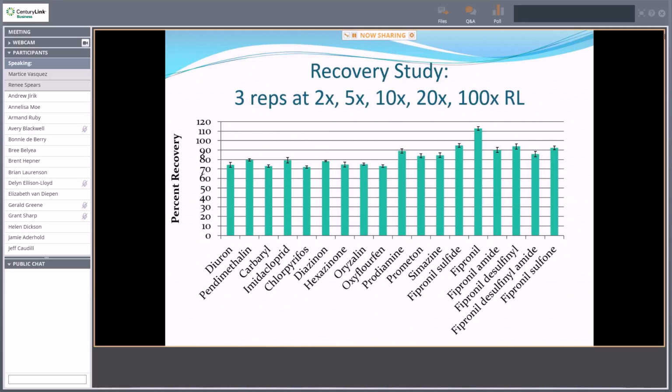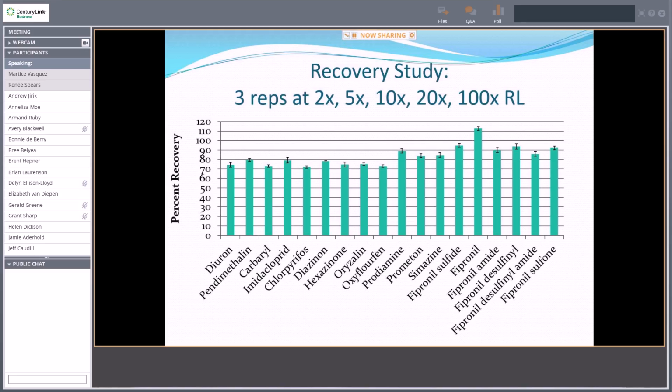So once we decided on the validated list and did the detection limit studies, we wanted to look at the recoveries of all these compounds over a broad concentration range. This graph is showing you the percent recovery of each of the compounds. We took 1 liter water samples and spiked 3 replicates each at 2, 5, 10, 20, and 100 times the reporting limits I showed you in the previous slide. With that, you can see all of the compounds had greater than a 70% recovery for all those replicates at all the concentration ranges.